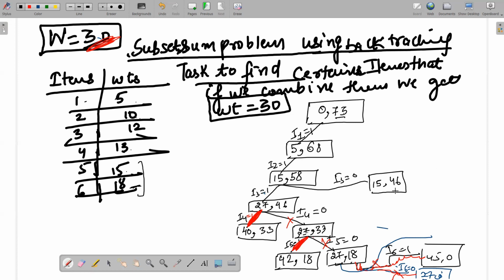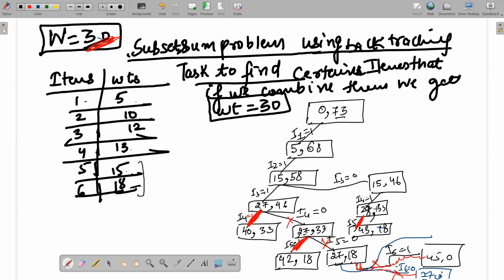Let's try to solve it from this part. Let's include item number 4 equal to 1. If item number 4 is included, we got 27... okay, we got 28 actually. 28 and 13 is subtracted from this, we got 33. Let's include item number 5. If we include item number 5, what is the answer we are getting? We will be getting the answer of 43, and remaining weight is 18. Clearly not the right option. So item 5 cannot be included.